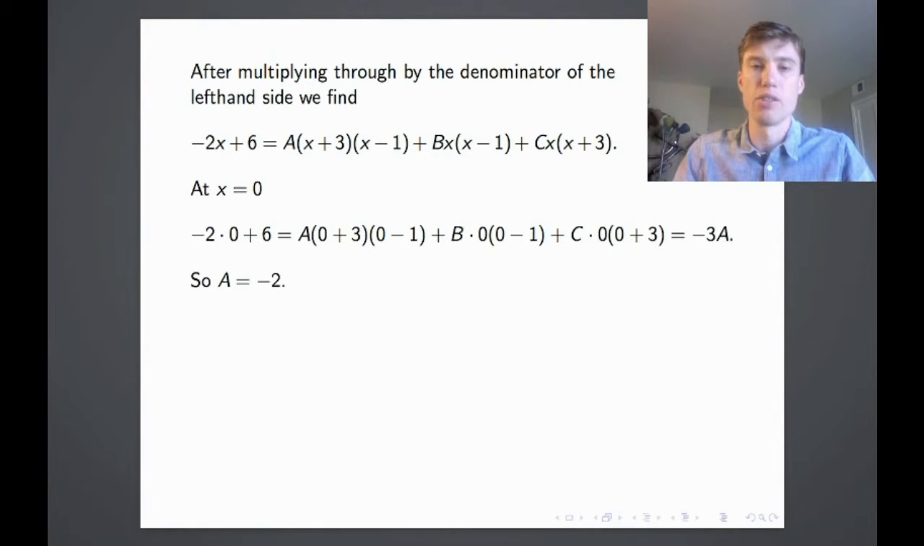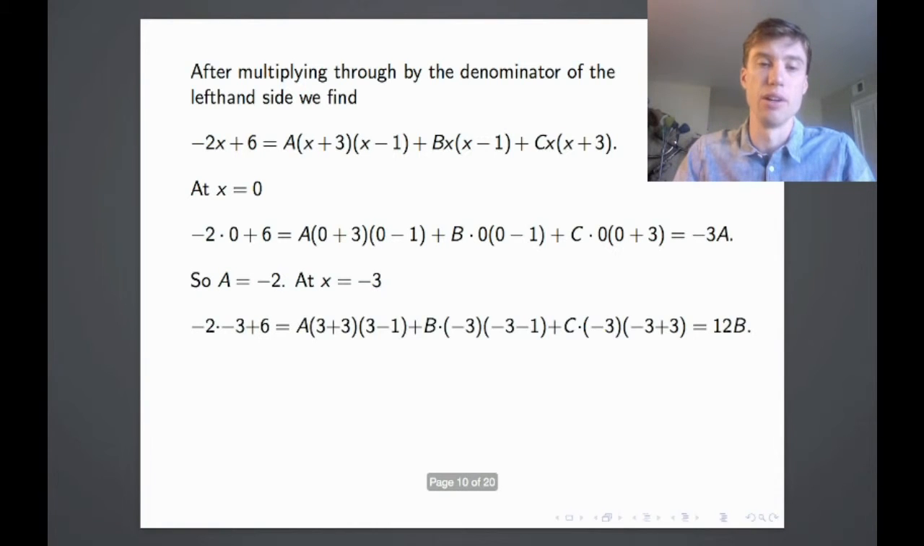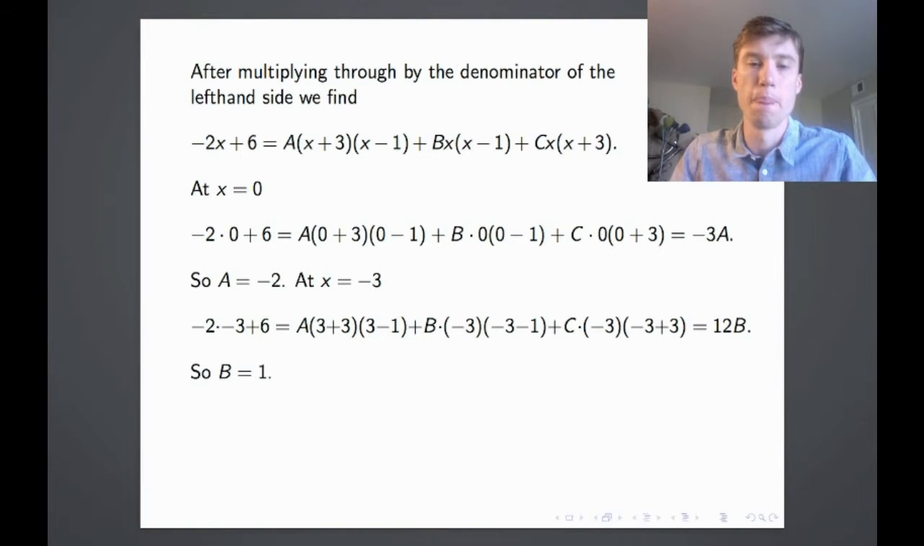Alright, so we are now trying to find B. The value x equals negative 3 will cause the term associated with A to be equal to 0 and the term associated with C to be equal to 0. So we will plug in x equals negative 3. The left-hand side evaluates to 12, and after some algebra, the right-hand side simplifies to 12B. So dividing through by 12, we find that B is equal to 1.